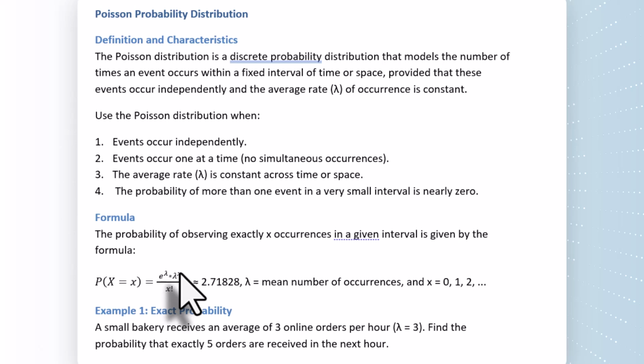Let me show you an example. You could use StatCrunch, and I'm going to show you how to use StatCrunch to compute Poisson probability. Okay, let's look at this one.